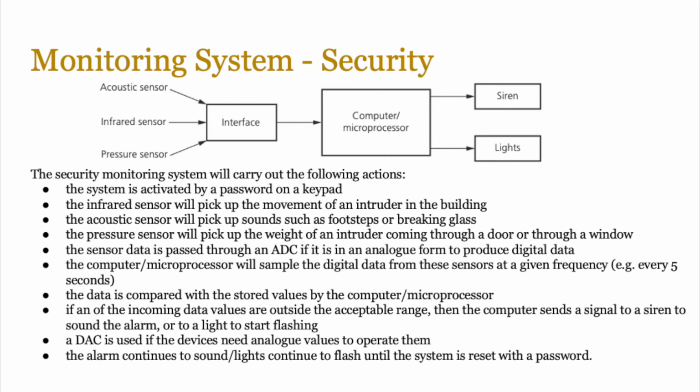Now, keeping that in mind, you need to be aware of what happens in common monitoring and control systems such as security. So on screen, you see a diagram. You've got an interface which has a few sensors. There's a computer microprocessor. There are siren and lights. The security monitoring system will carry out the following actions.